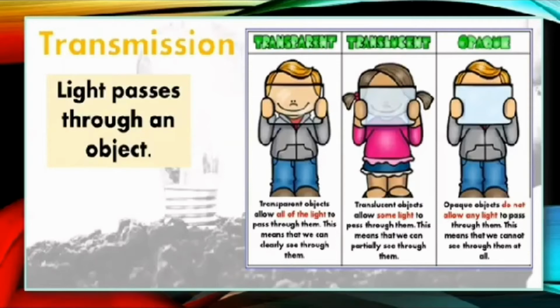And the last one is opaque. Opaque objects do not allow any light to pass through them. This means that we cannot see through them at all. The word opaque is an adjective used to describe something not capable of having light pass through. In science terms, opaque is actually the opposite of transparent and translucent. The examples of opaque objects are a wooden door, stone wall, and metal roof.